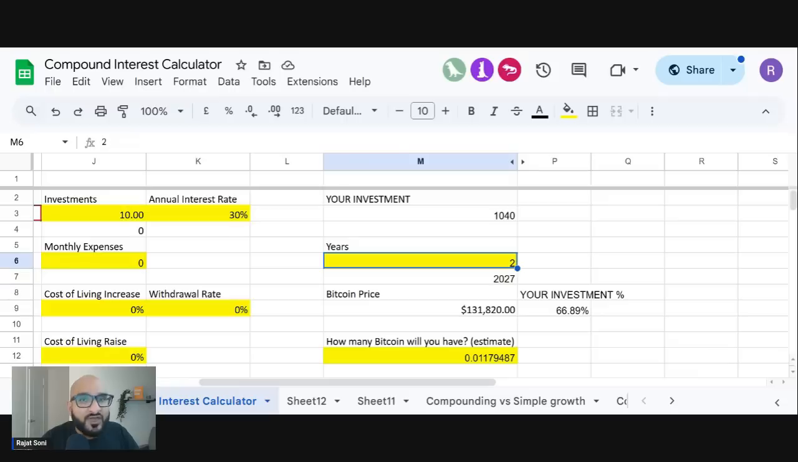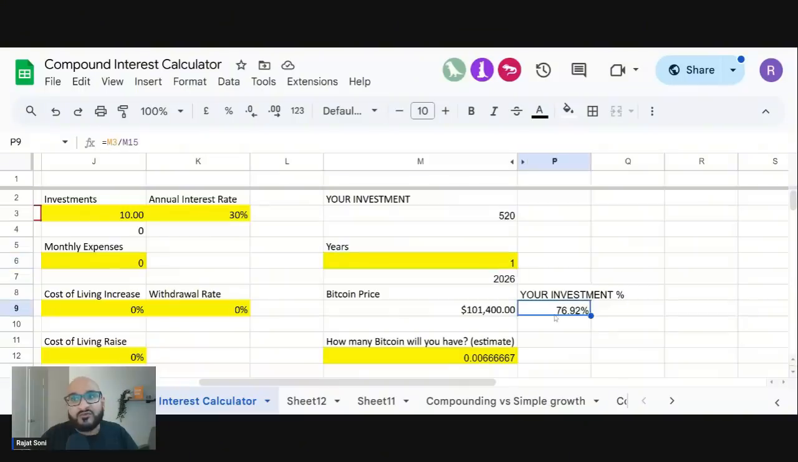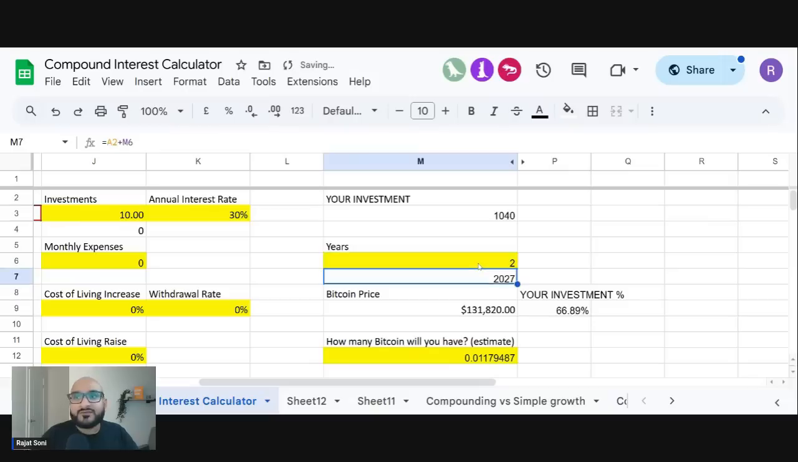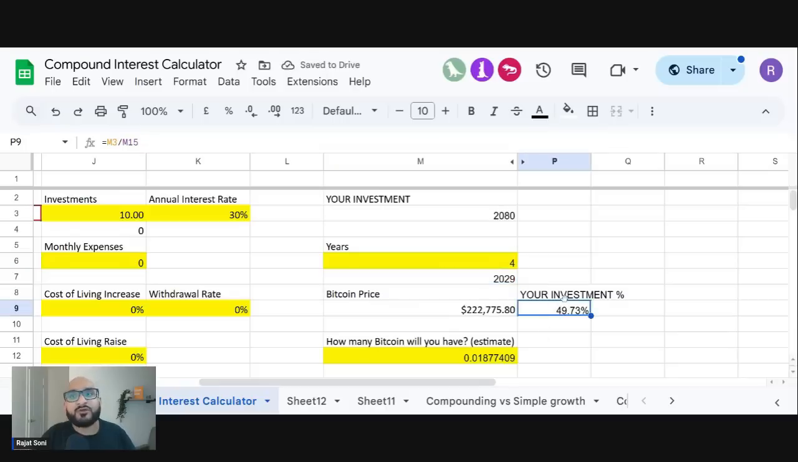$1,554.80. But the amount of energy that you contributed to your portfolio as a percentage of your portfolio's total value would have decreased. It would have gone from 76.92% of your total portfolio after 1 year to 66.89% after 2 years. After 3 years, the percentage drops even more. After 4 years, the percentage drops even more. So after 4 years, you would be up about 100%.